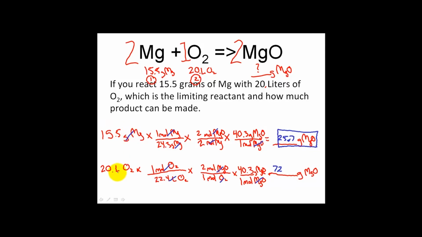Oxygen I have left over, and I know I have it left over because it has the potential of making 72 grams of magnesium oxide. So in this reaction, magnesium becomes my limiting reactant, and oxygen becomes my excess reactant. And how much magnesium oxide can I theoretically make? The most I can really make is 25.7 grams.